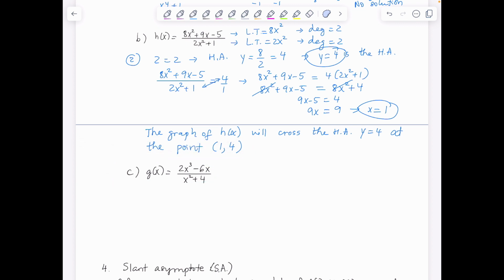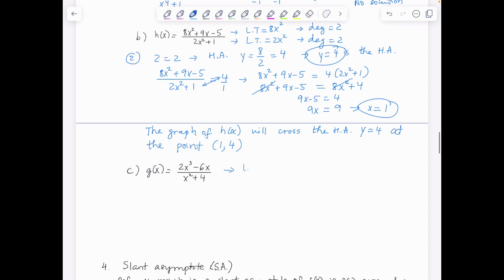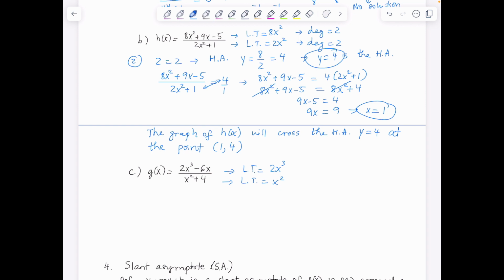Third example, the leading term of the numerator is 2x cubed, the leading term of the denominator is x squared. Looks like the degree of the numerator is 3 and the degree of the denominator is 2. Given that the degree of the numerator is greater than the degree of the denominator, this will fall into scenario 3, where there should be no horizontal asymptote in this case.